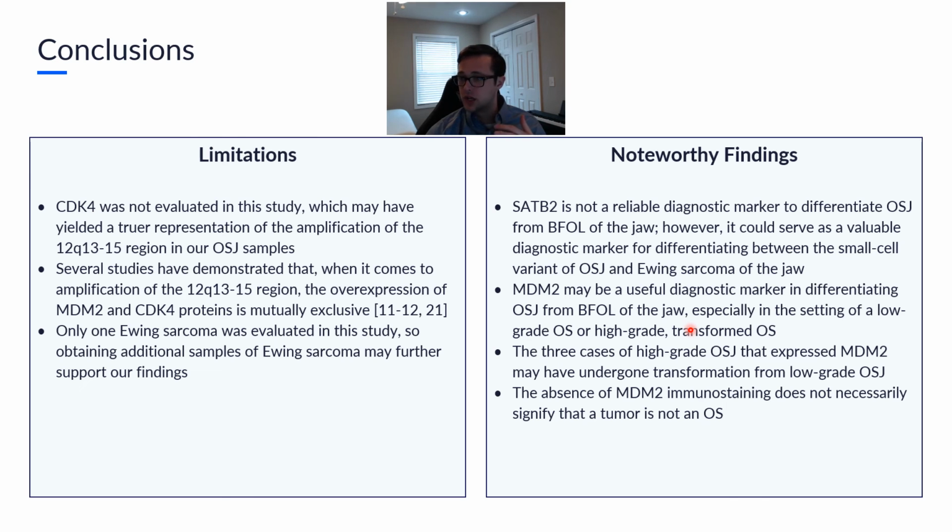While we're on this subject, another thing I want to bring up is that some cases of OSJ expressed MDM2 while others did not. This may indicate that the 3 high-grade osteosarcoma cases that we evaluated that were positive for MDM2 may have undergone transformation from a low-grade osteosarcoma. Last of all, I want to make it clear that the absence of MDM2 immunostaining shouldn't be used to conclude that a lesion is not an osteosarcoma because we had those mixed results.